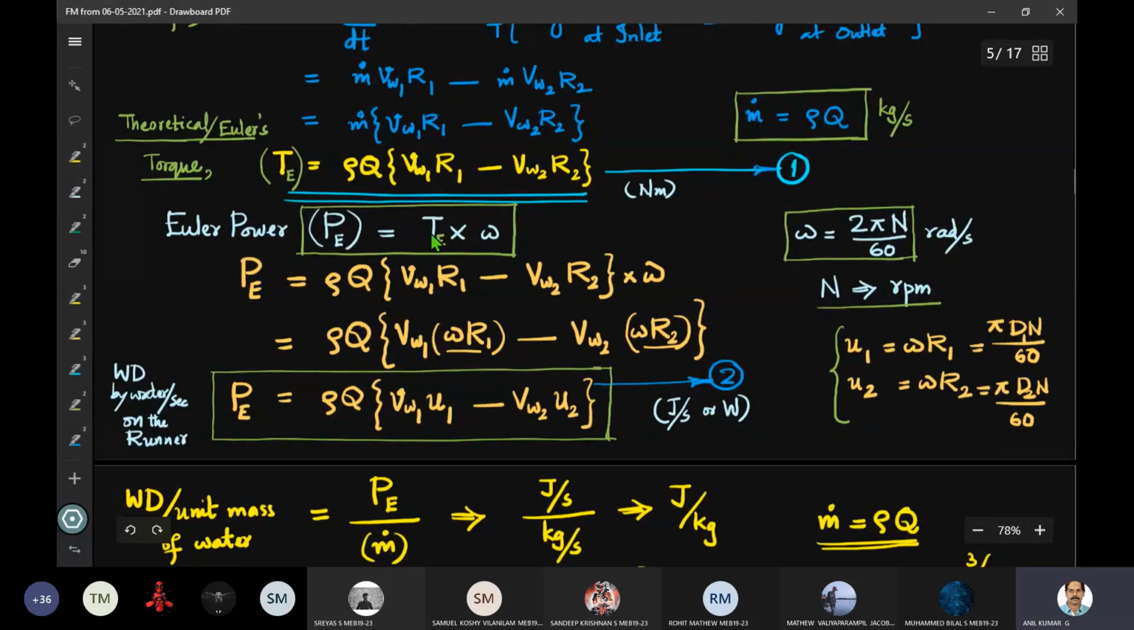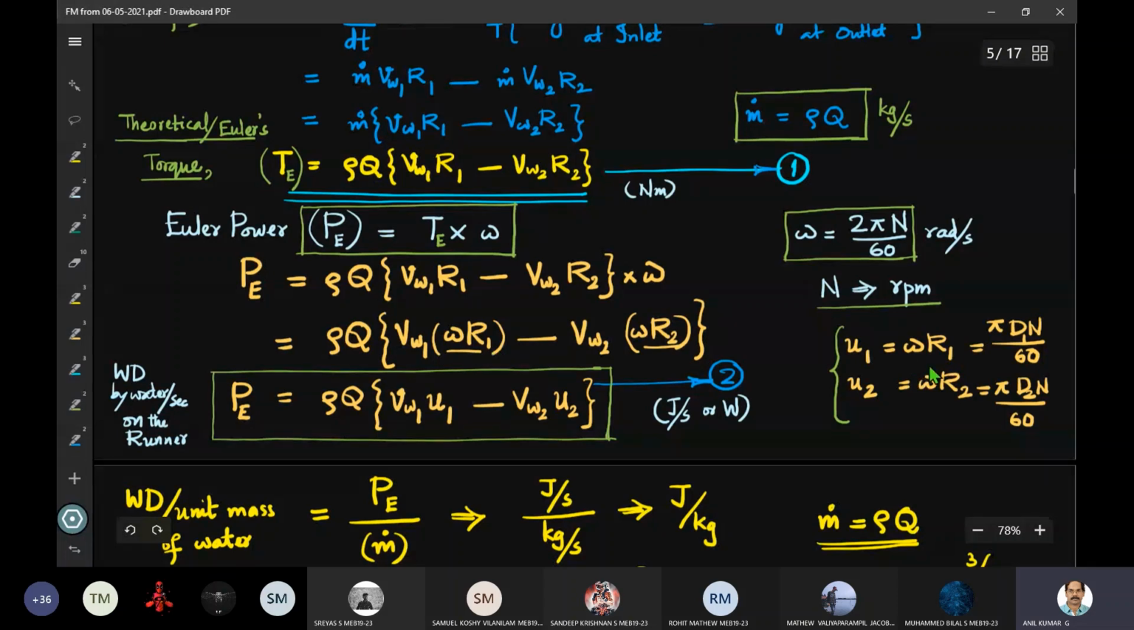And if you multiply the torque, rho Q into (VW1 R1 minus VW2 R2), by the angular velocity, this is the expression for the rate of work done, that is, Euler power, equal to rho Q into (VW1 R1 minus VW2 R2) into omega. And this omega can be taken inside. So what do you get? Rho Q into VW1 into omega R1 in the first term, and in the second term, minus VW2 into omega R2. You are familiar with omega R1 already.